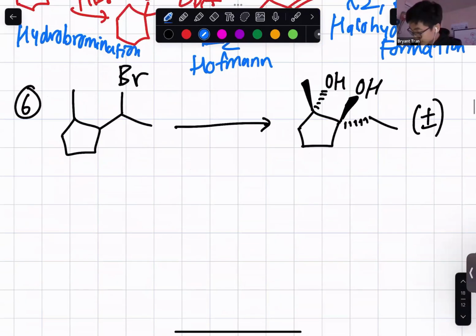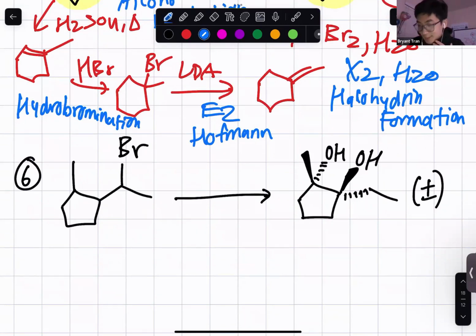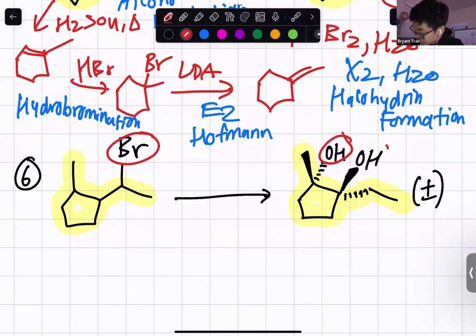Okay, next one. So let's do the same approach. Find out the similarities between the reactant and product molecule. Here is what is similar, the yellow highlighted part of the molecule, and I'm going to circle the differences. This bromine and these two alcohols here. And do you guys notice how these two alcohols are anti to each other? Like one is wedge, one is dash. They're also vicinal, right? What route comes to mind?